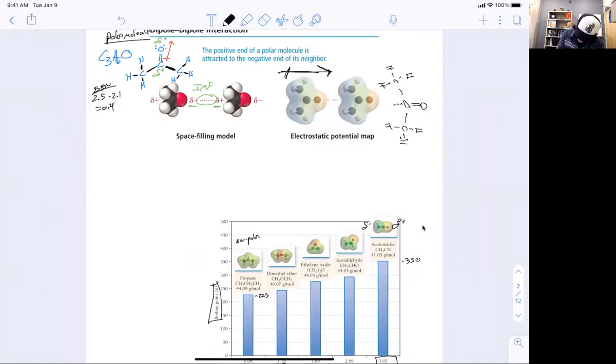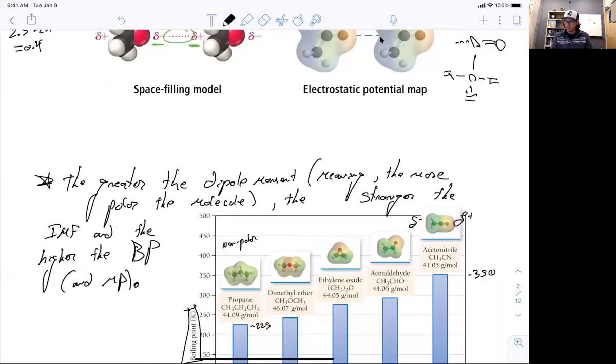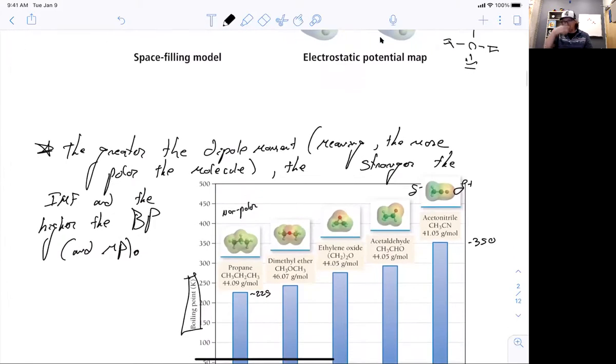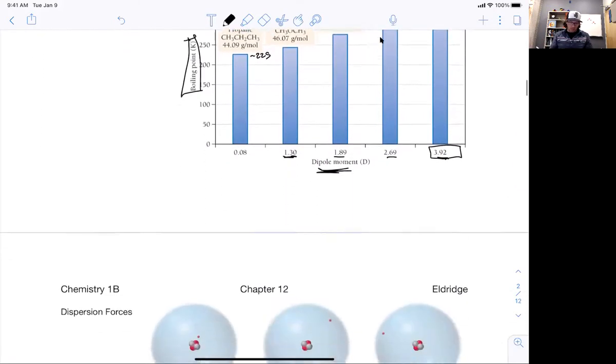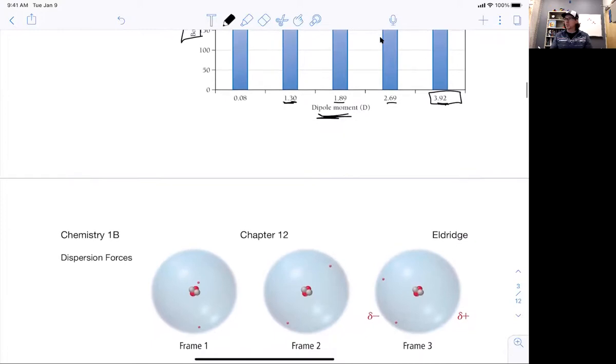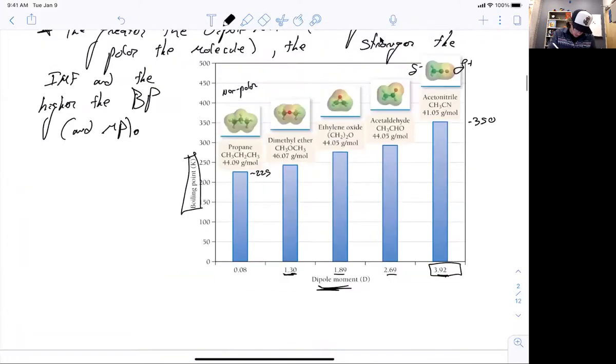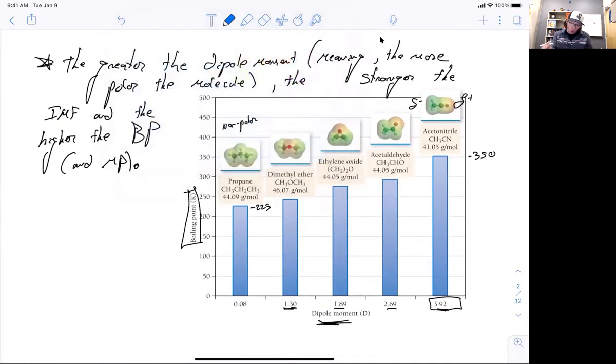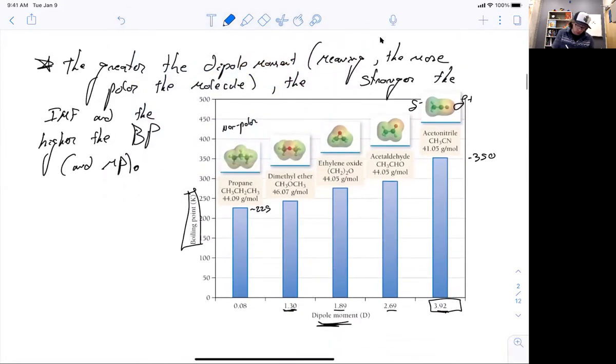So what we can say is the greater the dipole moment, the greater the attraction, the greater the boiling point. The greater the dipole moment, meaning the more polar the molecule, the stronger the IMF and the higher the boiling point and the melting point. That's the key takeaway from dipole-dipole. And another thing we can say is that any polar molecule has dipole-dipole attractions.